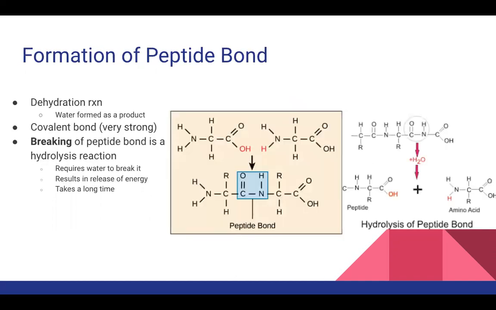Okay, now we're going to go over the peptide bond. Peptide bonds are formed through a dehydration condensation reaction, meaning that as a result, we get water formed as a product. And peptide bonds are covalent bonds. That's important to know, and that means that they are very strong. To break peptide bonds, we're going to need to use a lot of energy, and the reaction involved in breaking a peptide bond is a hydrolysis reaction. It's the opposite of the dehydration, so we need to use water to break the peptide bonds.